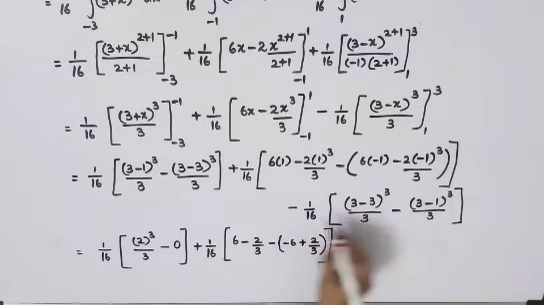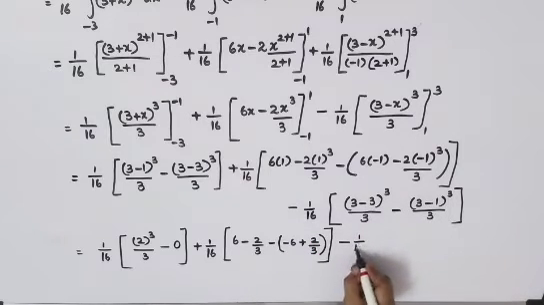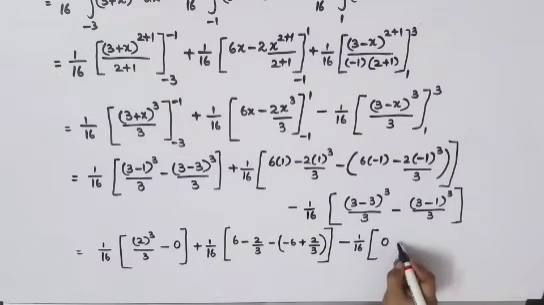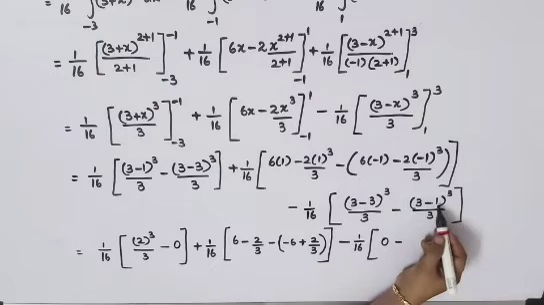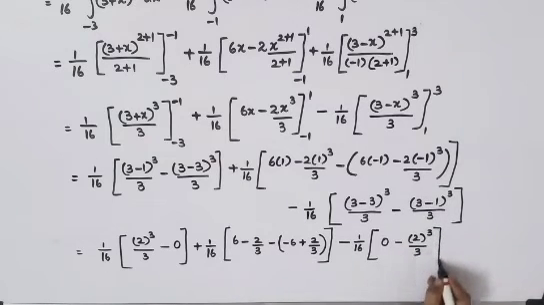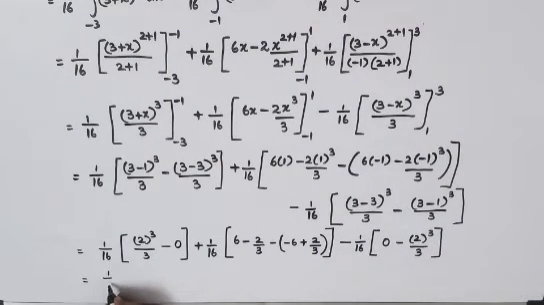Then minus your third part, 1 by 16, open your bracket, 3 minus 3 is 0, so straight away you can give 0, minus 3 minus 1 is 2. So 2 cube divided by 3 equal to 1 by 16. 2 cube is 8, so 8 by 3. Your second part you can remove it because 0 only.